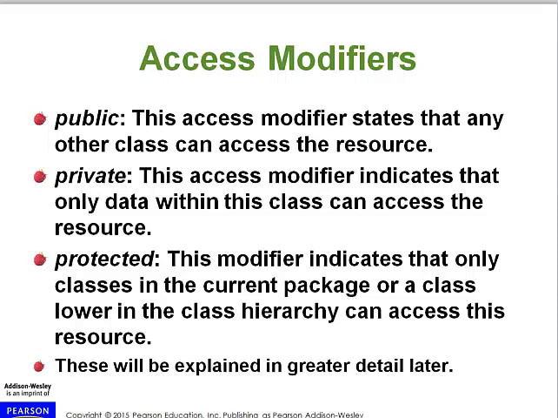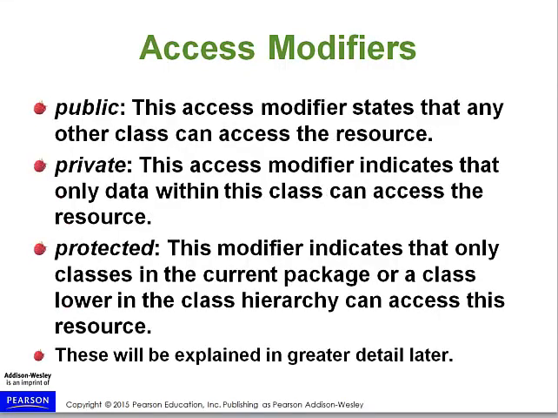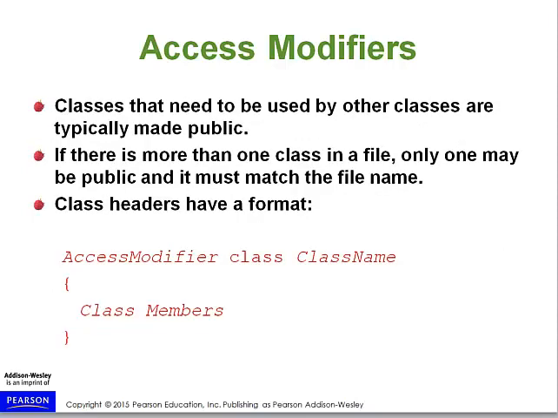Now, coming down here, I do want to bring your attention to this next one. Classes that are needed by other classes are typically made public. So if you make something like public class, and the name of your file is the same name as your class. If there is more than one class in a file, only one may be public and it must match the file name. Remember the Hello World we did? So here's what we're talking about. The access modifier is public or private or protected, then class, and the class name is HelloWorld. This is the same name as your file. Remember we did the System.out.println. We did Hello World in here.